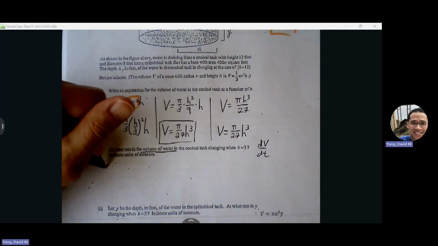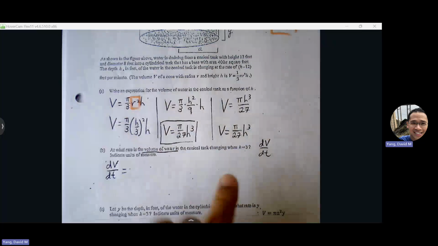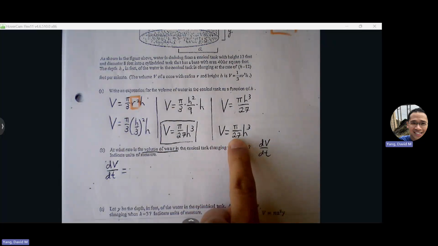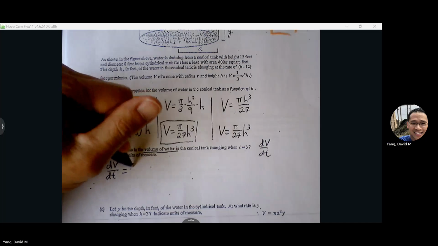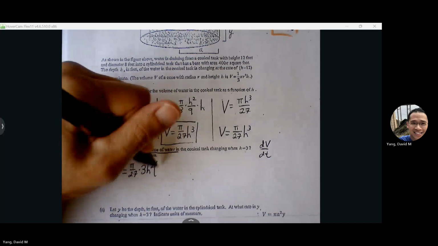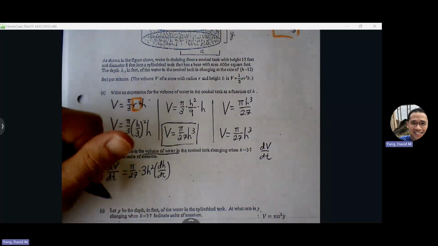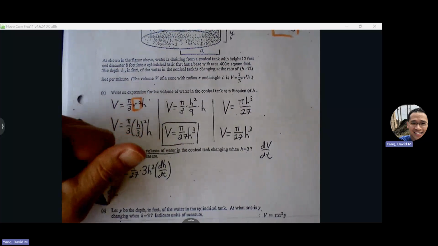Okay, so we're just going to pick up where we left off from part A and build our derivative. Pi over 27, anything happen here? Stays, right? And then h cubed becomes 3 times h squared times dh/dt. Yeah, okay. I'm just going to do a little bit of cleanup, so it makes it a little easier for me to plug in.